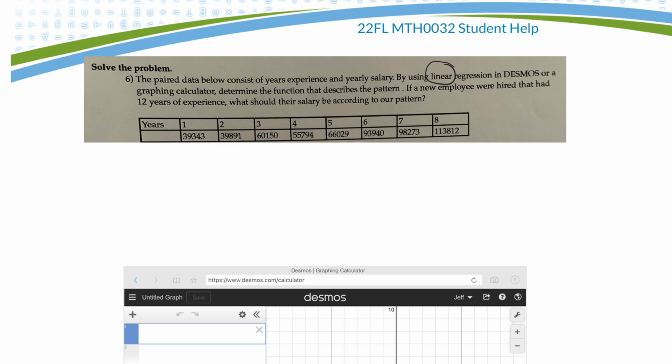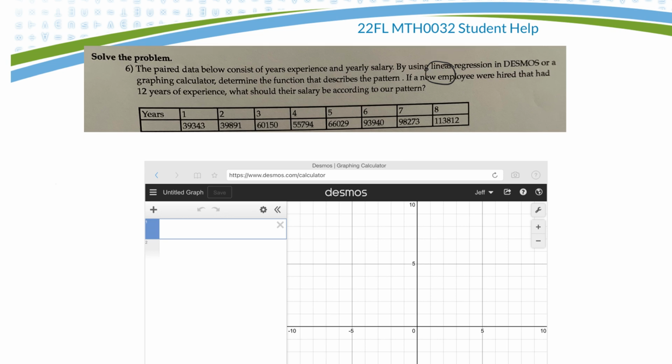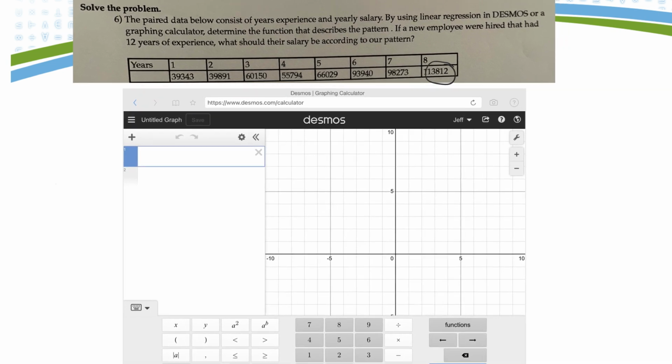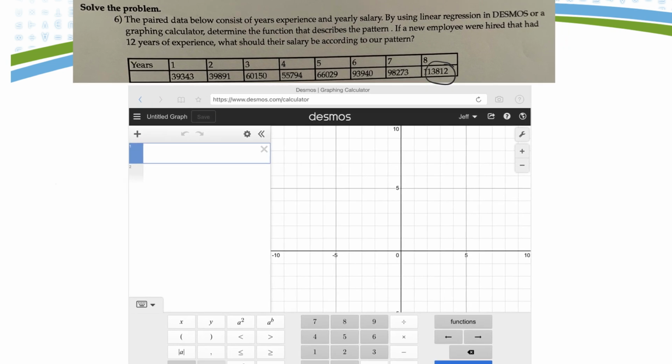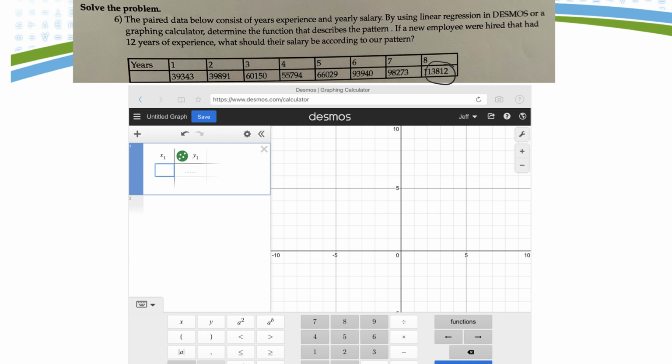So the first thing you want to do is to get that information into Desmos. So I'm just going to go to Desmos here, and I need to click on plus and add a table. Notice it gives me the titles of X1 and Y1. So I'll put in my data there.